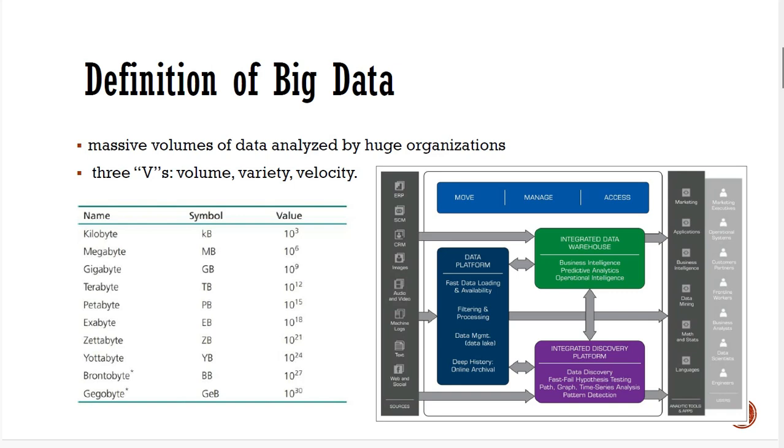Velocity. Velocity means how fast the data is being produced. The data must be processed, captured, stored, and analyzed to meet the needs of the demand. RFID tags, automated sensors, GPS devices, and smart meters are driving an increased need for throughput.